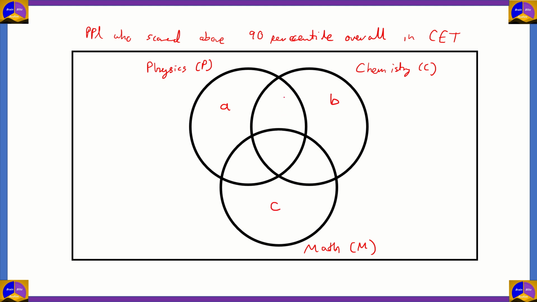Now, this particular area where P and C intersect is D. Similarly, where P and M intersect would be represented as E. This area would be represented as F, and the central area where all three of these circles overlap each other would be represented by the letter G. Now, we will also represent the space inside the rectangle, which is not occupied by any of the circles, as H.